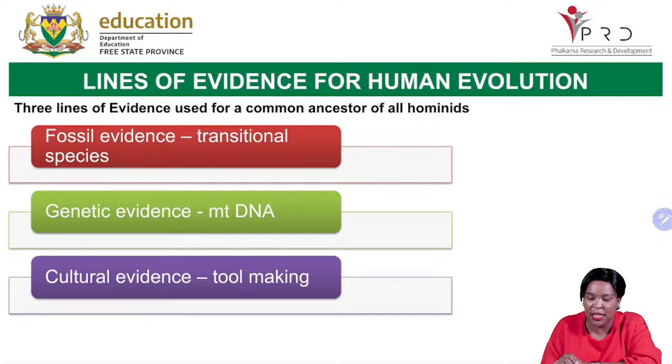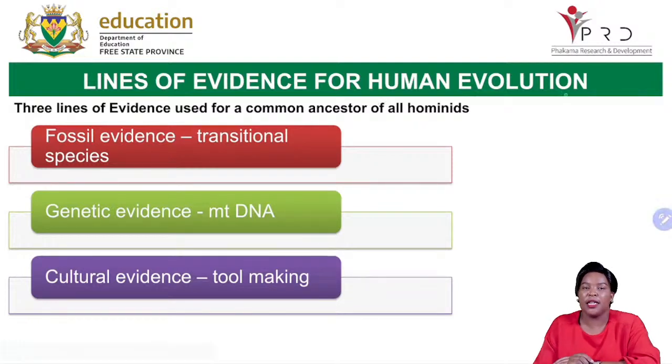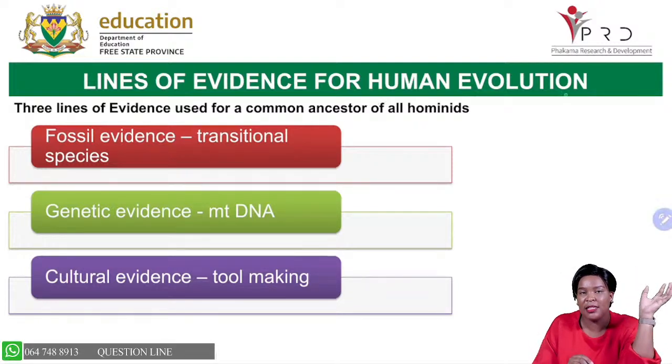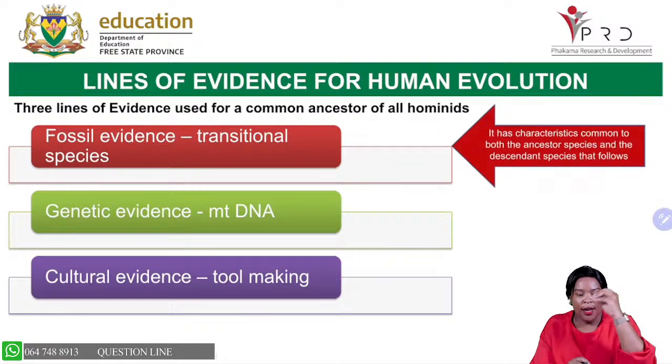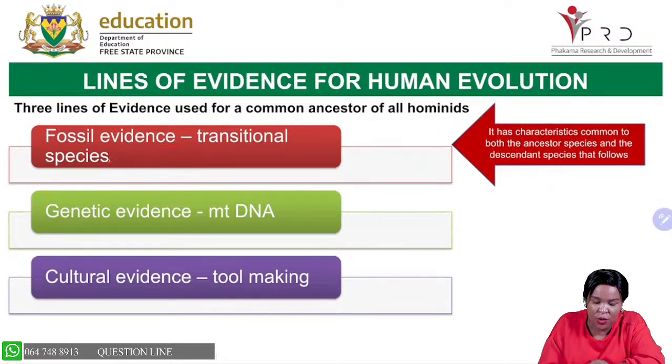Right, lines of evidence for human evolution. Remember, we had lines of evidence supporting evolution as a whole, but now for human evolution specifically, what evidence did they use to support this evolution, or to support this theory? Fossil evidence, that is what they use, and transitional species. Transitional species are those species that have characteristics common to both the ancestor species and the descendant species that follows. So this one is in the middle.